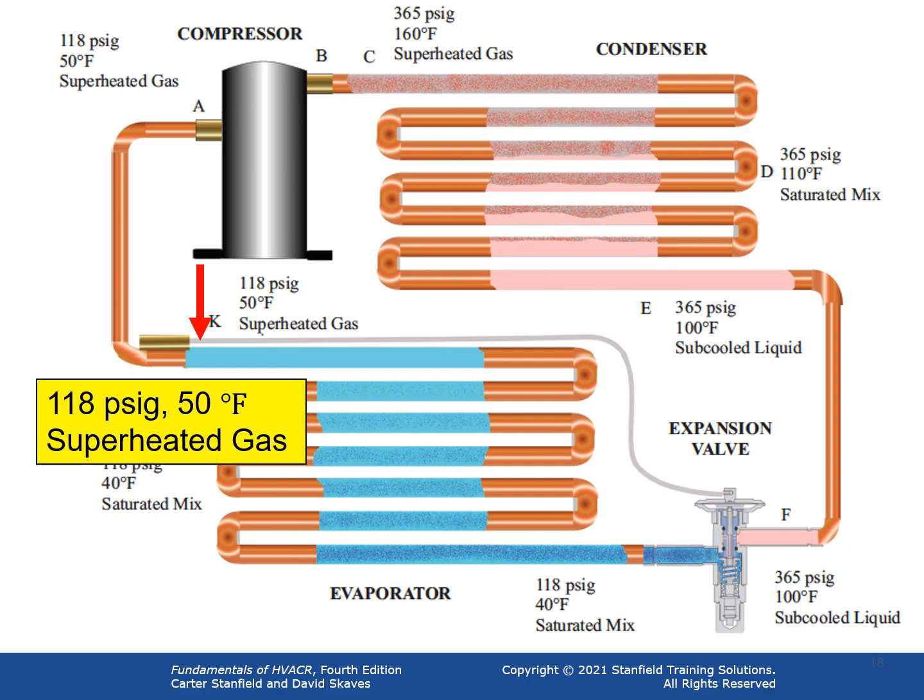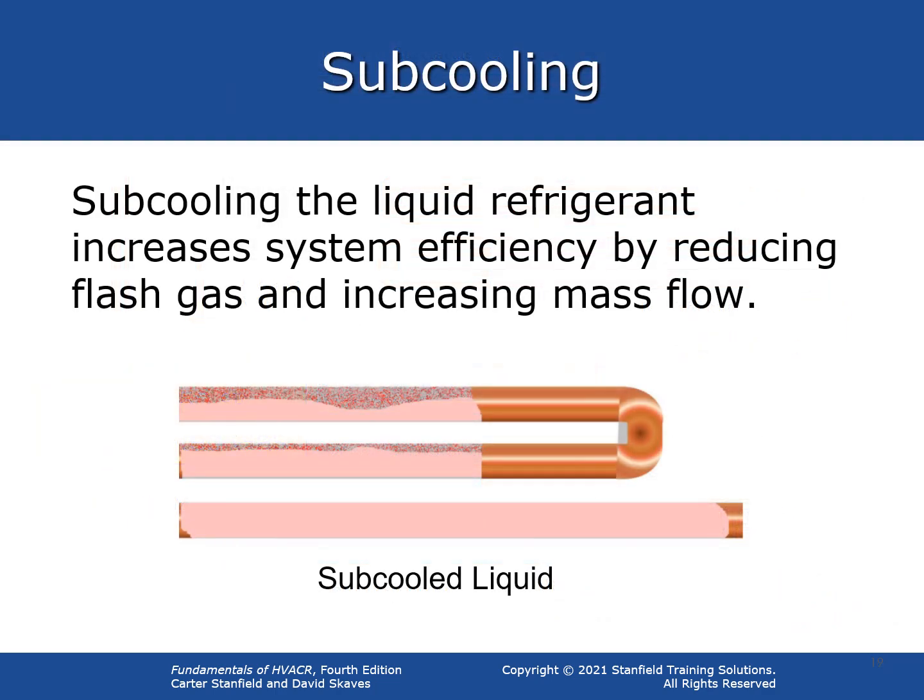The refrigerant is superheated leaving the evaporator. Superheated refrigerant ensures that liquid refrigerant does not enter the compressor. The refrigerant is now 118 psig and 50 degrees Fahrenheit, which is 10 degrees higher than the saturation temperature for that pressure. Subcooling the liquid refrigerant increases system efficiency by reducing flash gas and increasing mass flow.